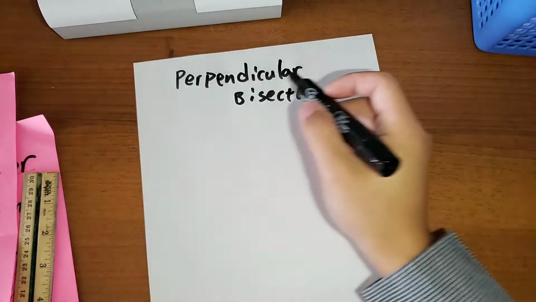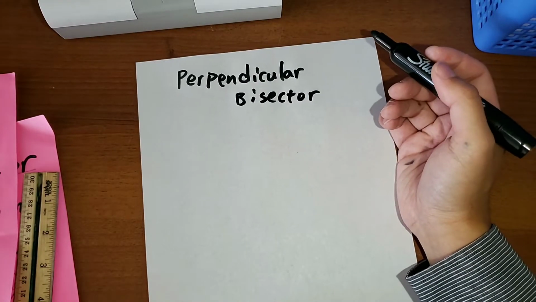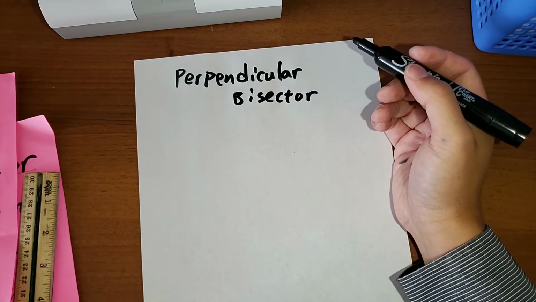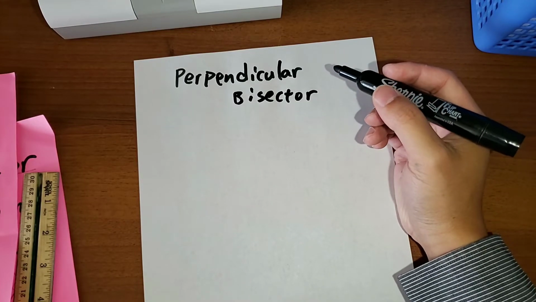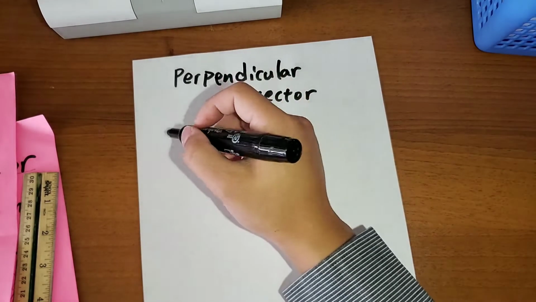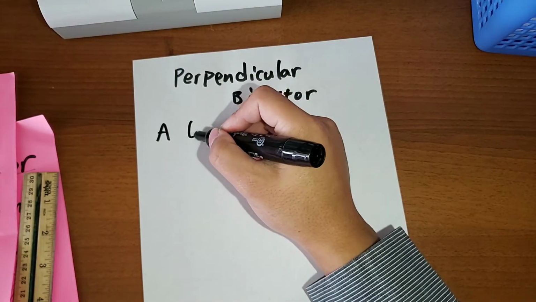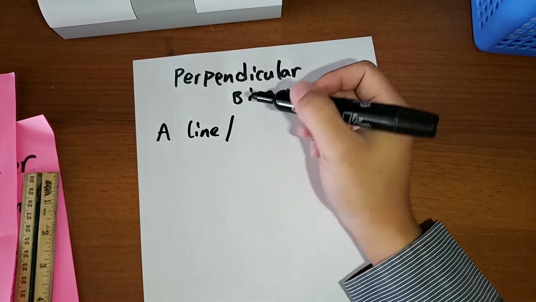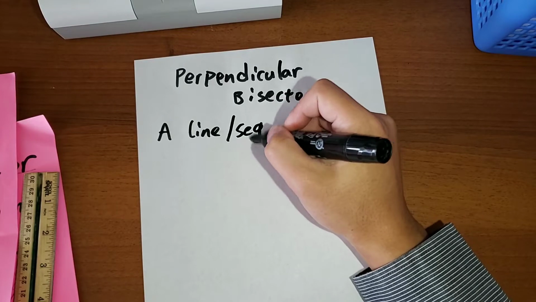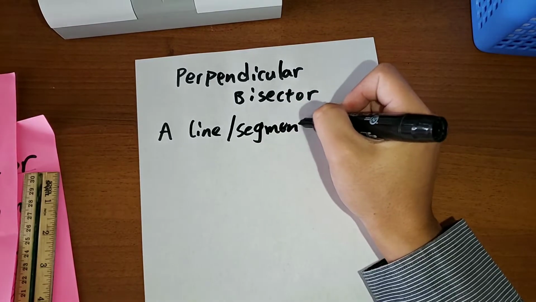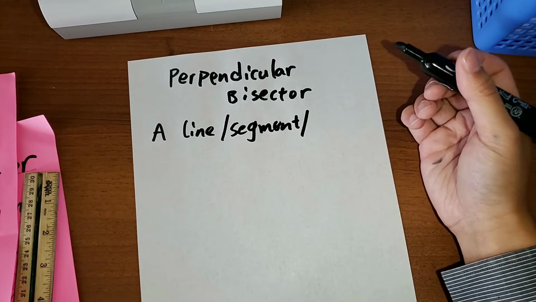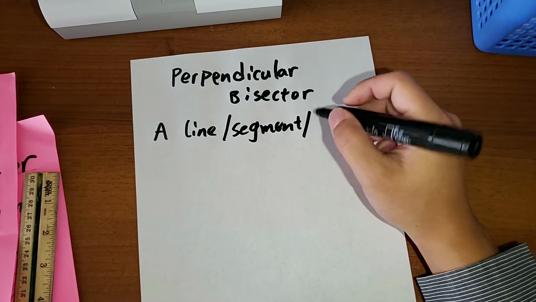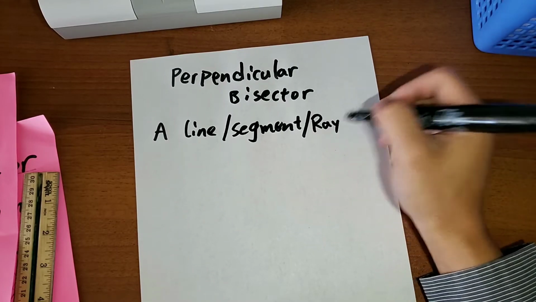Perpendicular, what that means is just two lines making 90-degree angles or right angles. So what is perpendicular? It's a line. Well, sometimes you can call it a segment. It doesn't matter, it's a line or segment. They sometimes could be both line and segments, and it could be a ray as well.